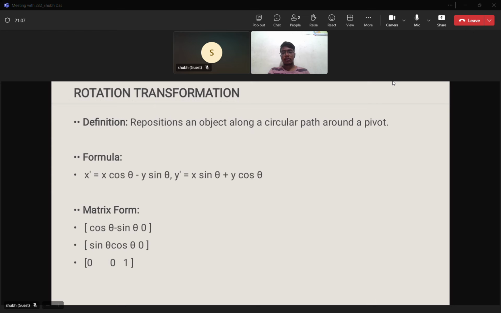Now moving on to the next type of transformation, that is rotation transformation. This transformation allows us to rotate an object around a fixed point, often the origin or a chosen pivot. So it repositions an object by moving it along a circular path around a pivot point. If you want to rotate a point by an angle theta, we use x dash equals x cos theta minus y sin theta, and y dash equals x sin theta plus y cos theta. So x dash and y dash are the values calculated after the rotation transformation. This can be shown in the form of a matrix using a transformation matrix.